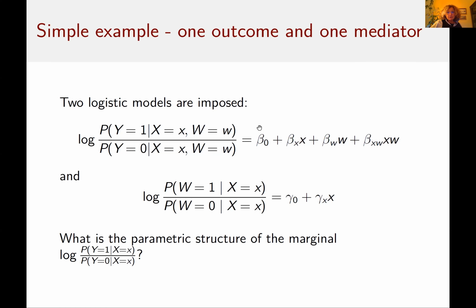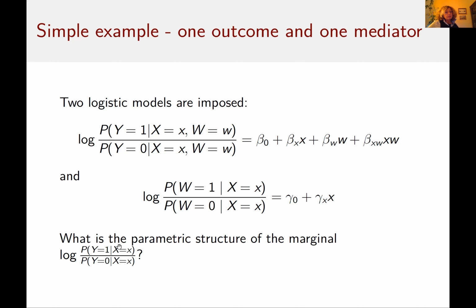So I am posing two logistic models: the model of y against x and w, and these are the beta parameters. The beta parameters, remember, are always related to the logistic model of the outcome against x and w. I'm also imposing a logistic model of w against x, and the gamma parameters relate to this second model. I'm also allowing interaction terms, which is something which is somehow excluded in non-parametric methods.